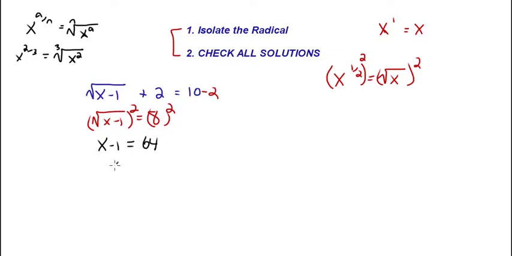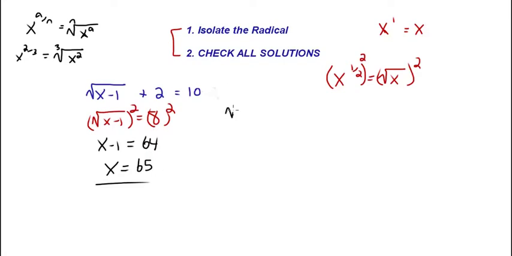And now this looks pretty nice and straightforward. We just add 1 to both sides, and we get 65. So while you're tempted to say, all right, good, all that work, we got 65, I'm done, you have to go back and double check in this original equation. And let me get rid of this minus 2. So the original equation is this in blue right up here. Let's double check the 65.